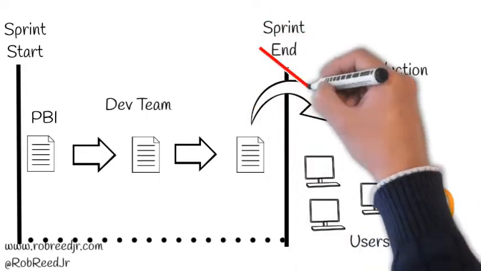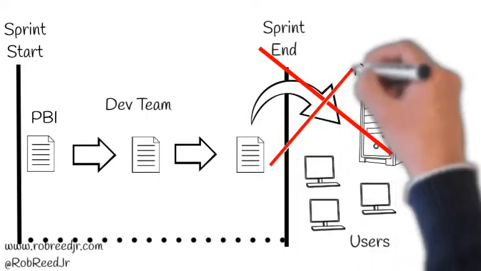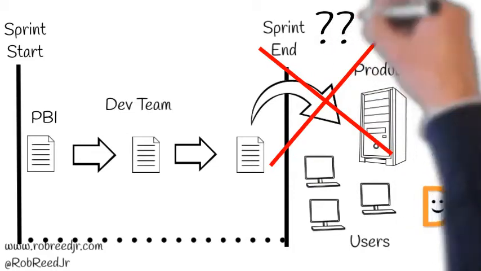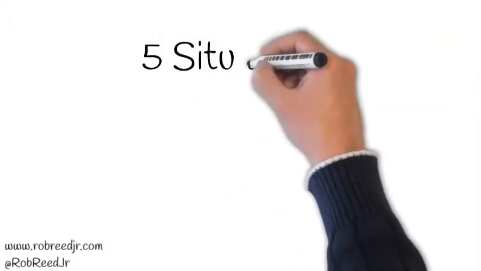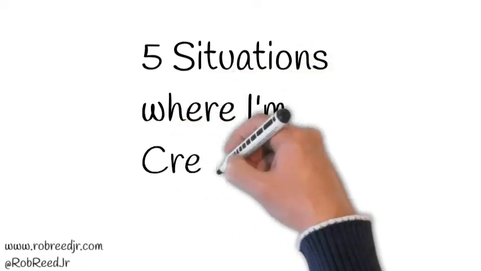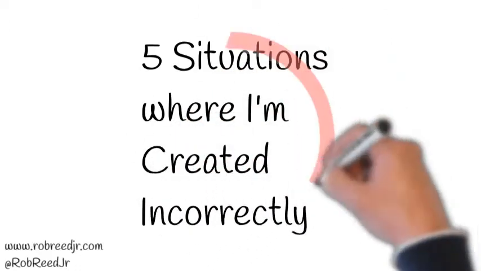If teams, for whatever reason, are unable to release to production frequently, this is where the confusion begins. After watching teams struggle with when to create me, I've come up with 5 main situations, so I'd like to go through them with you.